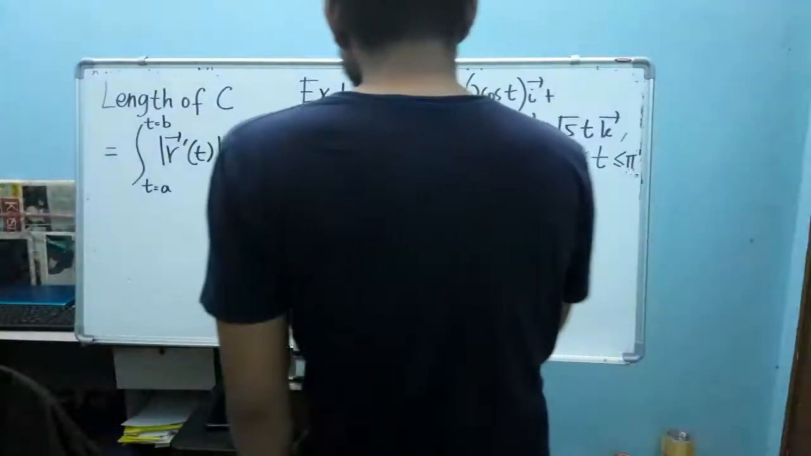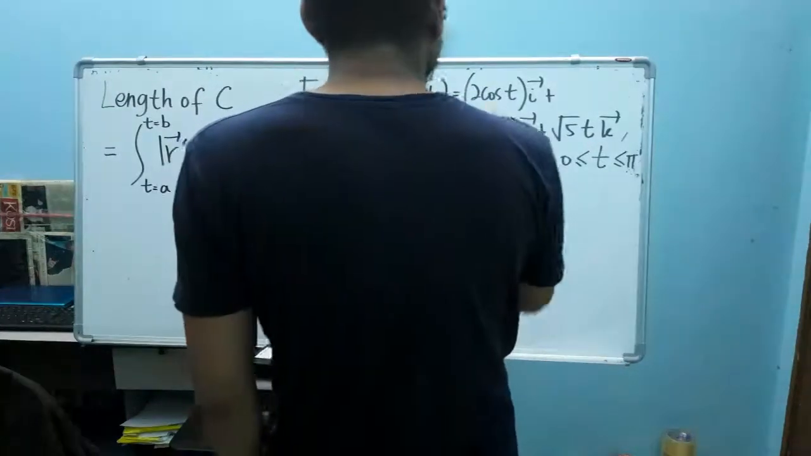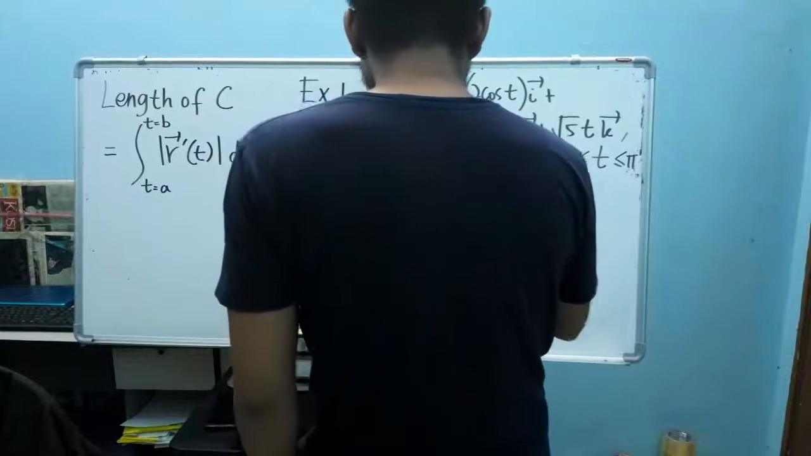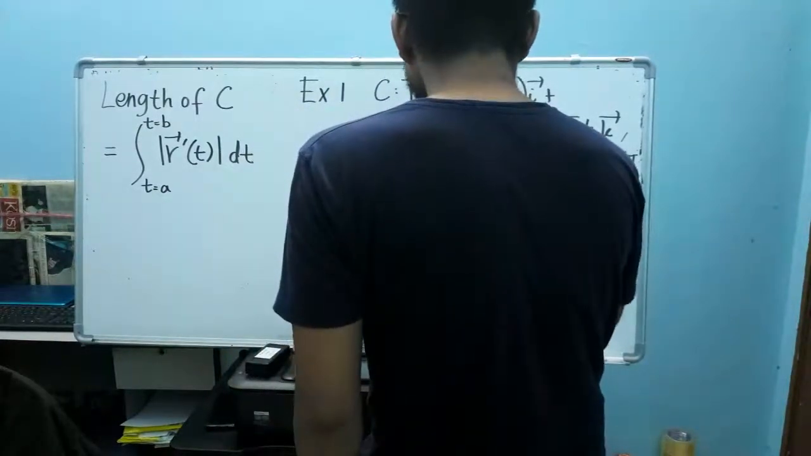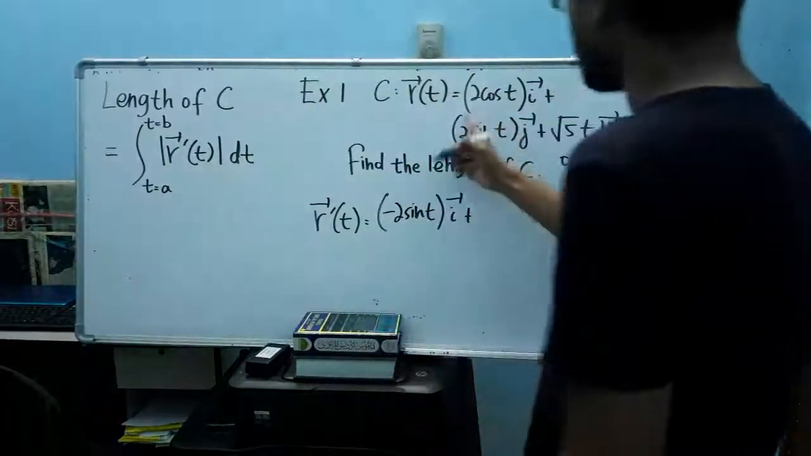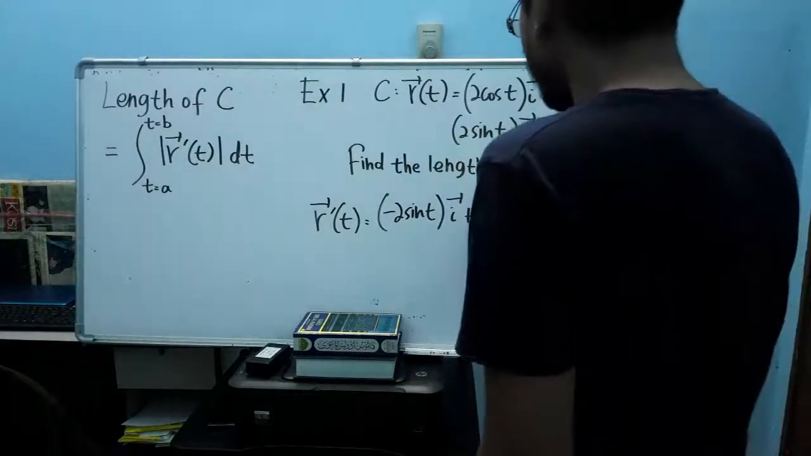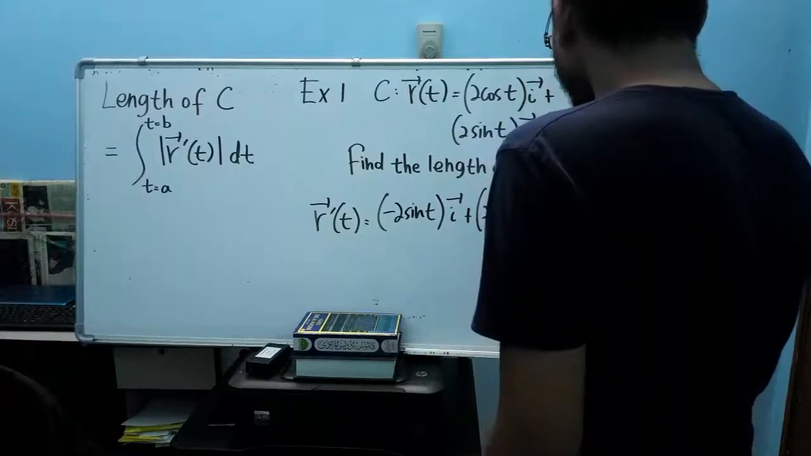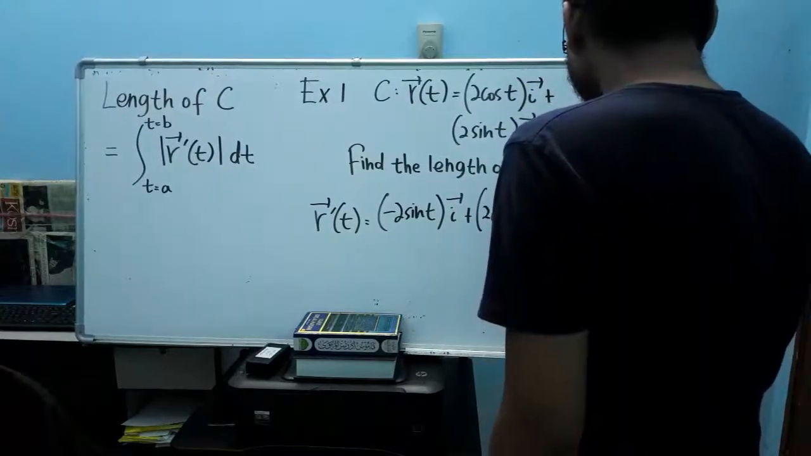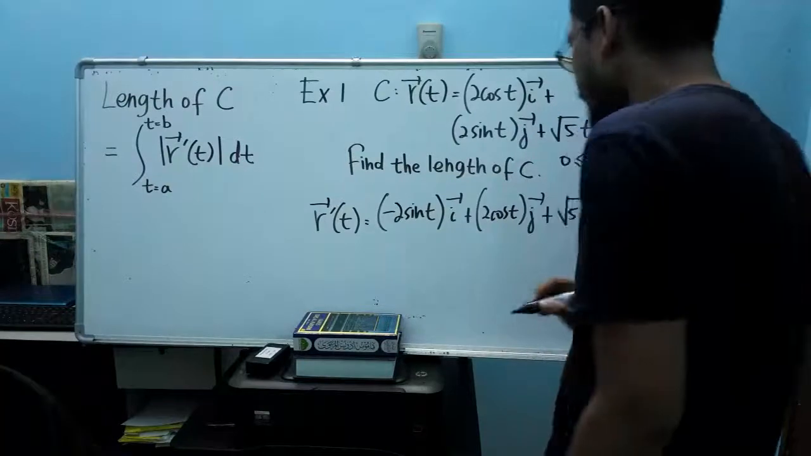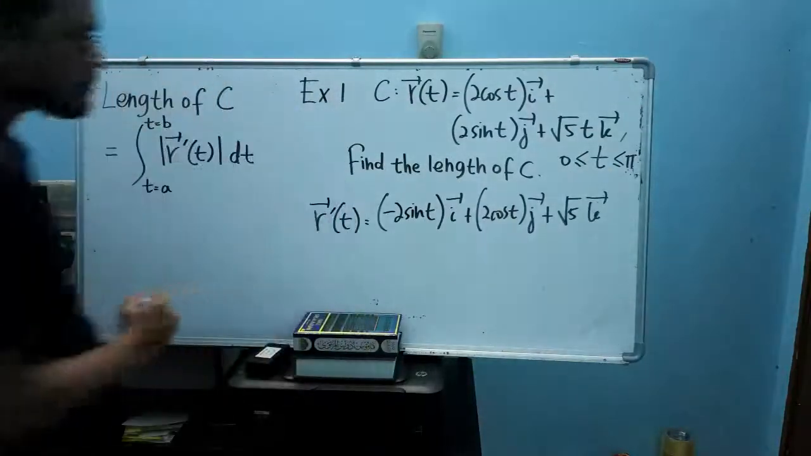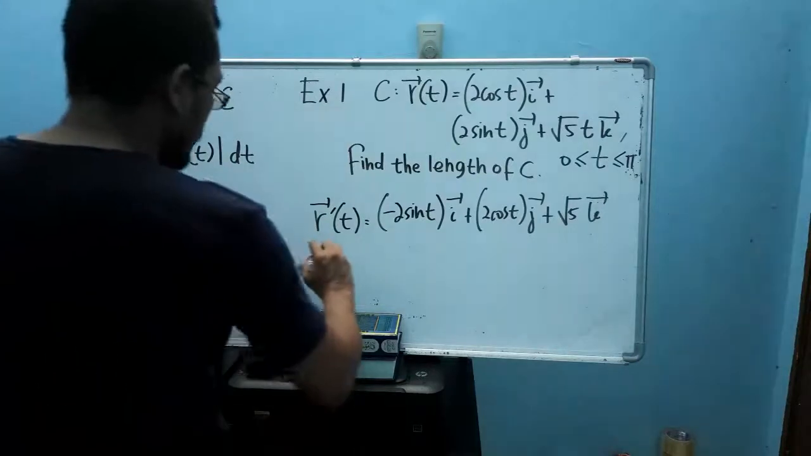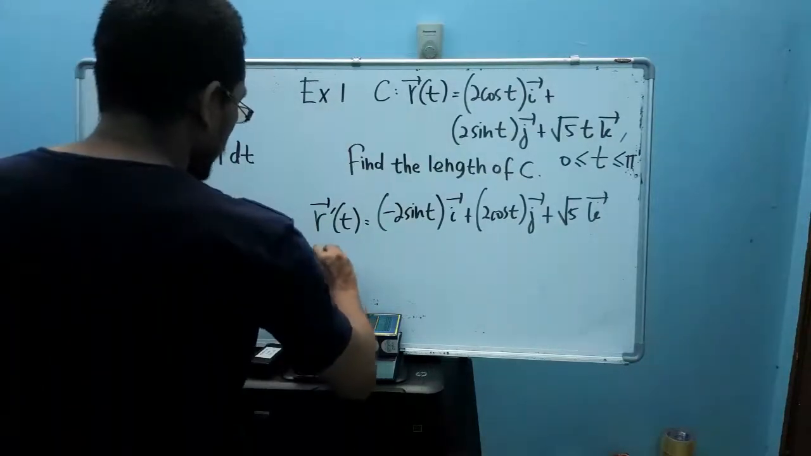So r'(t) here is equal to 2 sin t i, plus, taking the derivative of the second component, 2 cos t j, and then plus square root of 5 k. After that, you just find the magnitude of r'(t). What is the magnitude of r'(t)?